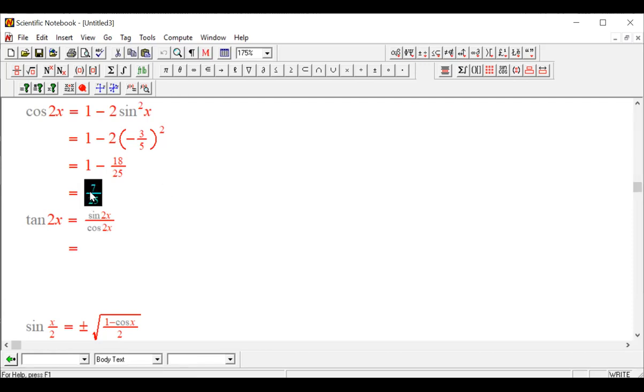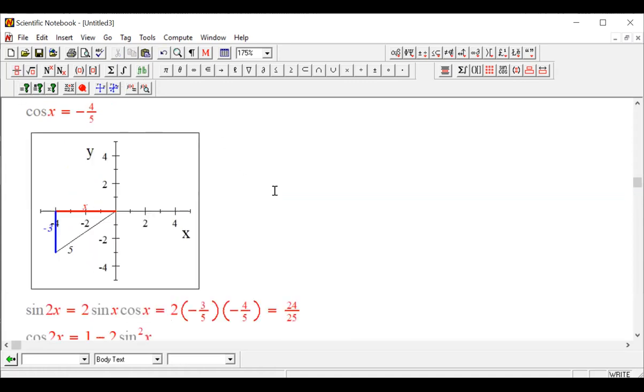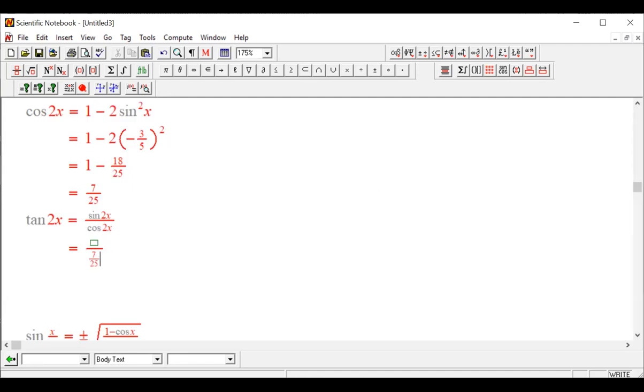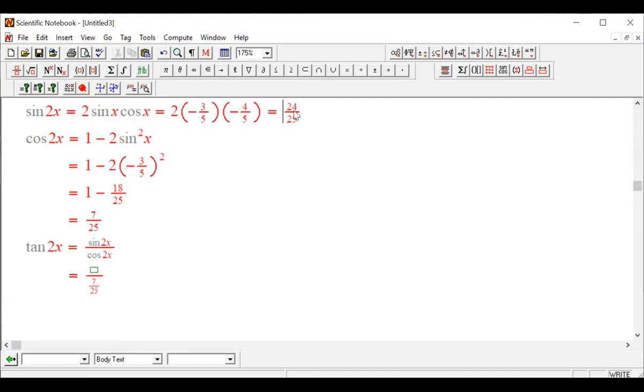Tangent, we have cosine 2x, and we put it in the place. And the next one, sine 2x, that's 24 over 25. These numbers look pretty familiar, right? In the end, we get equals to 24 over 7. Tangent, double angle found.